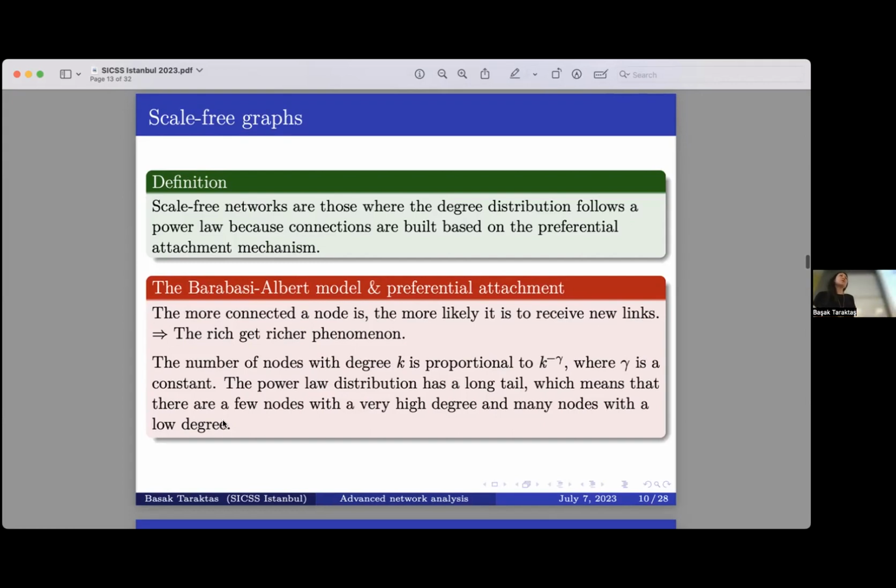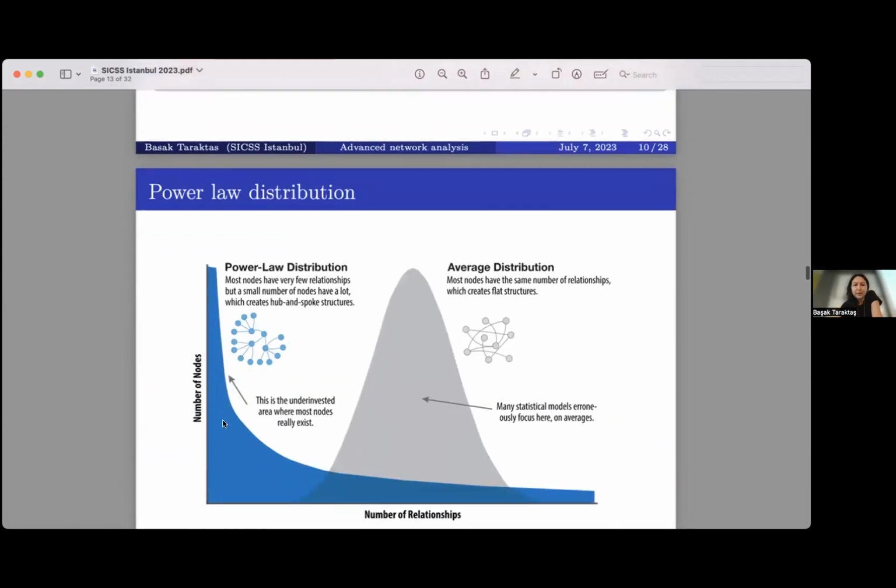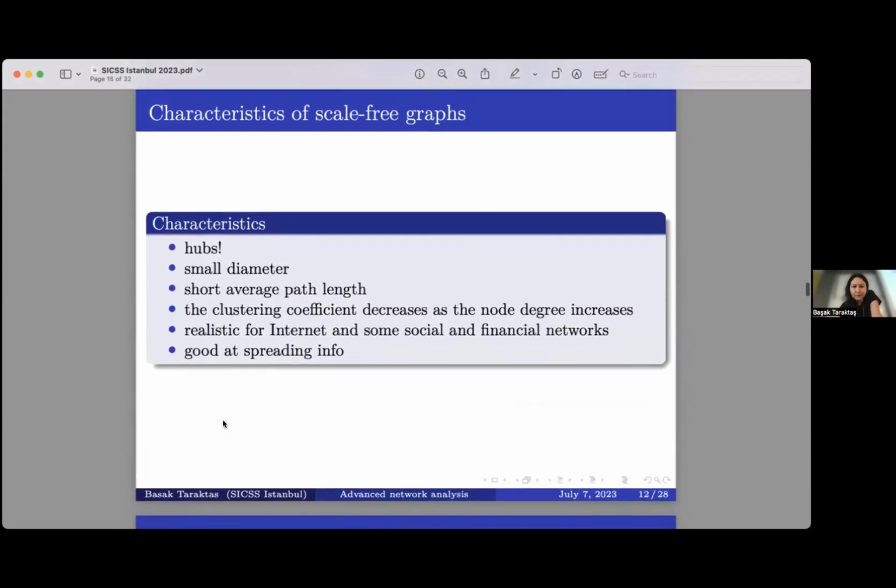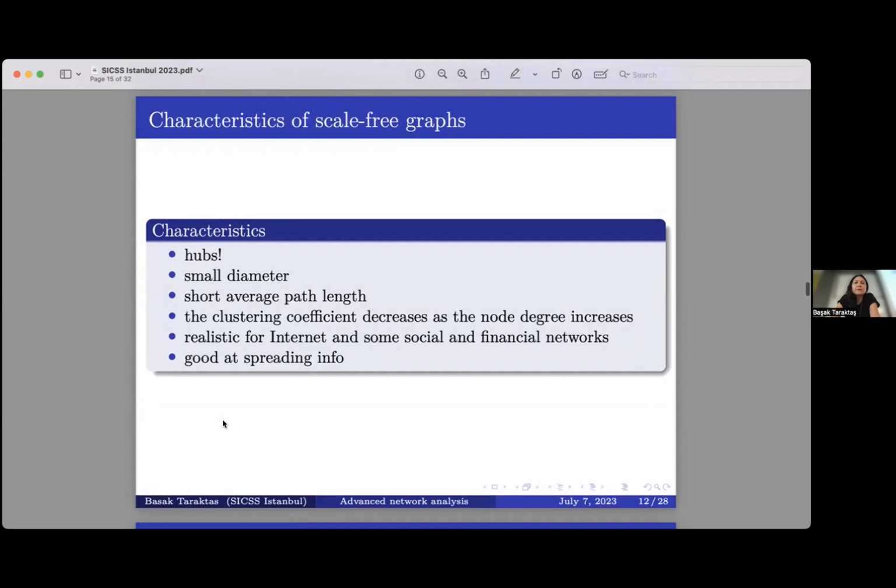So why is this useful for our purposes? In most social phenomena, scale-free graphs are very handy, for example, to model social and financial networks. It's good for thinking of how information spreads. You have lots of hubs and a small diameter, but I think showing it would make more sense for you.